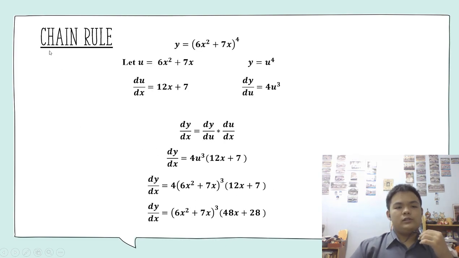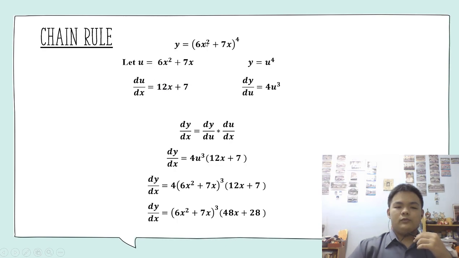Next is the third method, the chain rule. The question is y equals (6x² + 7x)^4. In this rule, we will let the expression inside become a new subject. I let u equal 6x² + 7x. So the differential of u is du/dx equals 12x + 7.